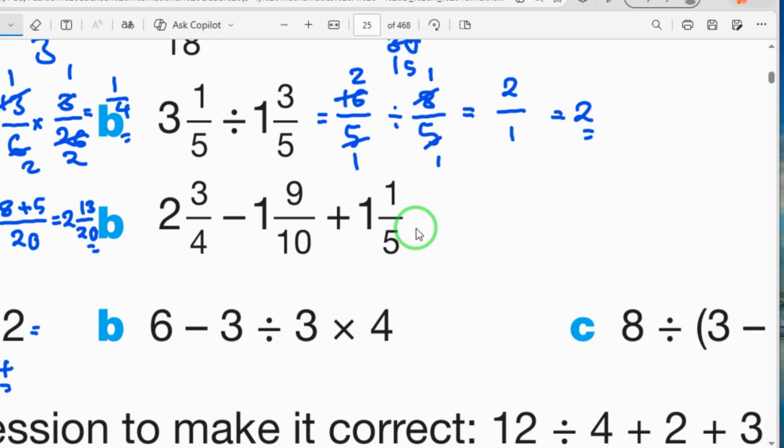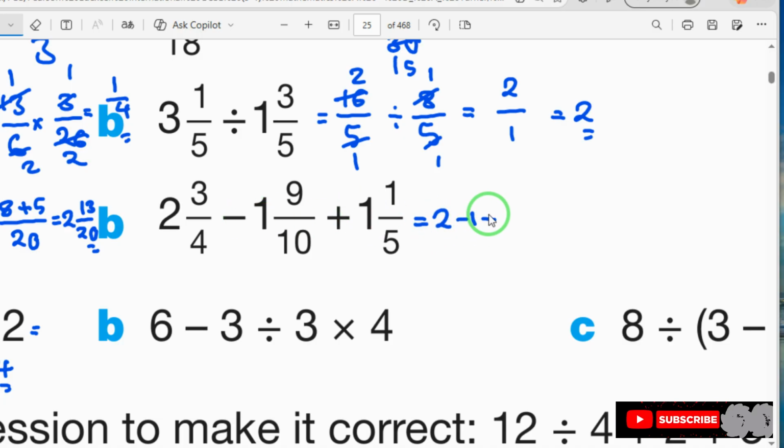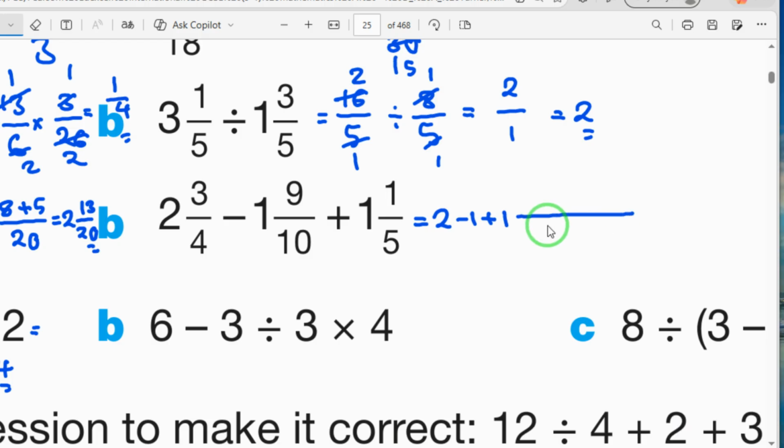Question number 3, part B. Here first we simplify the whole number. Here we have 2 minus 1 plus 1, and we take common denominator between 4, 10 and 5. We take common denominator 20 here.